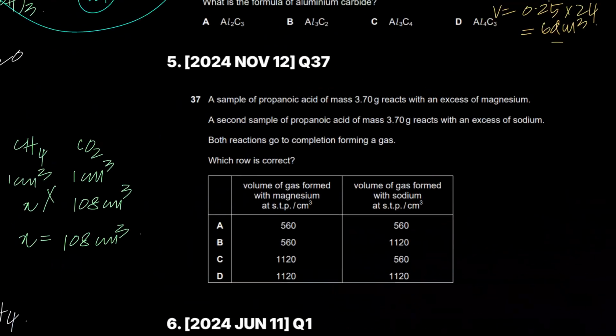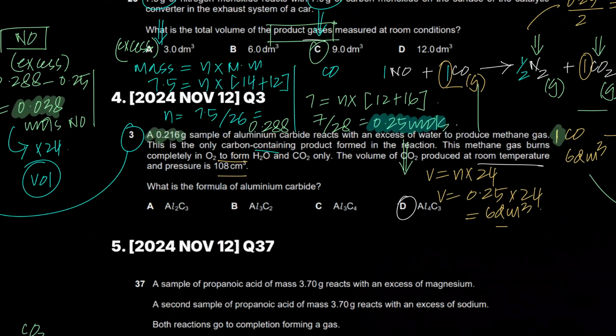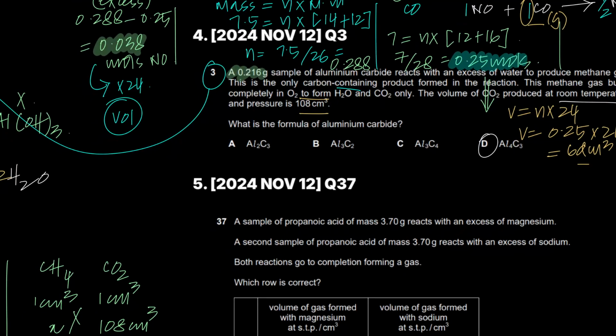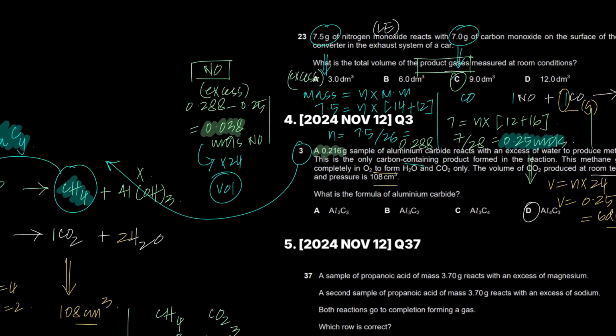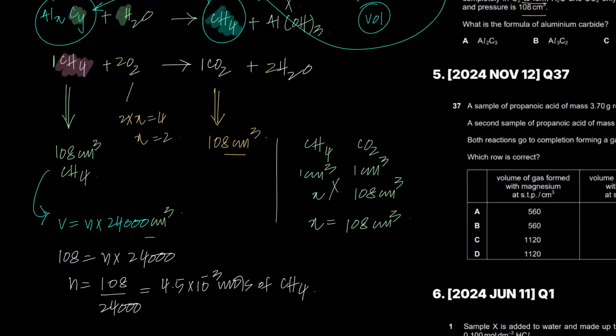And so what should be the answer? Is this option given? Absolutely. Al4C3. And so the idea behind it is very important. This is in fact one of the most difficult questions for moles and stoichiometry tested up until this point. So it's good that we covered it, right?